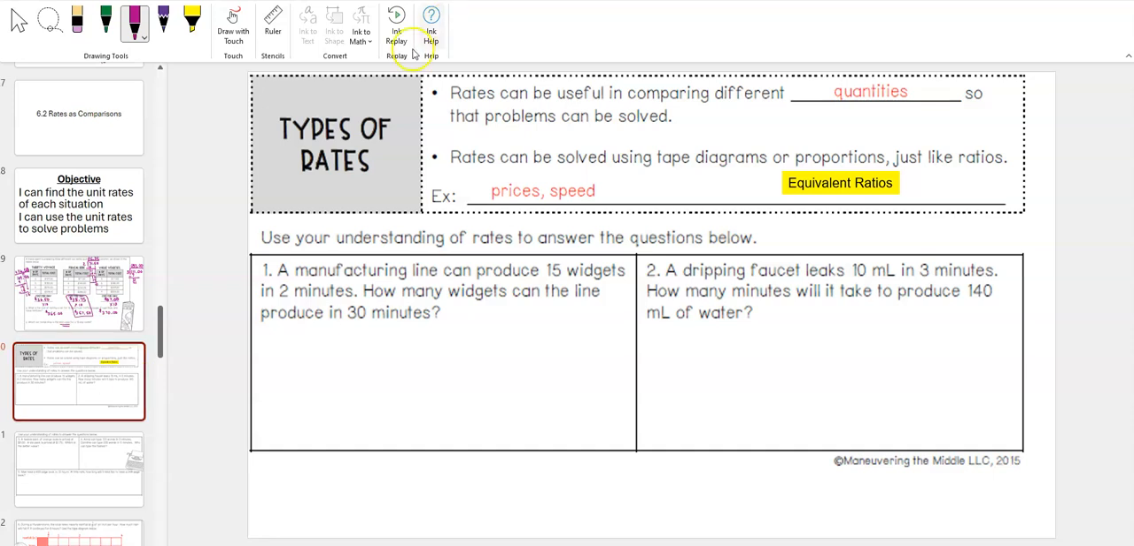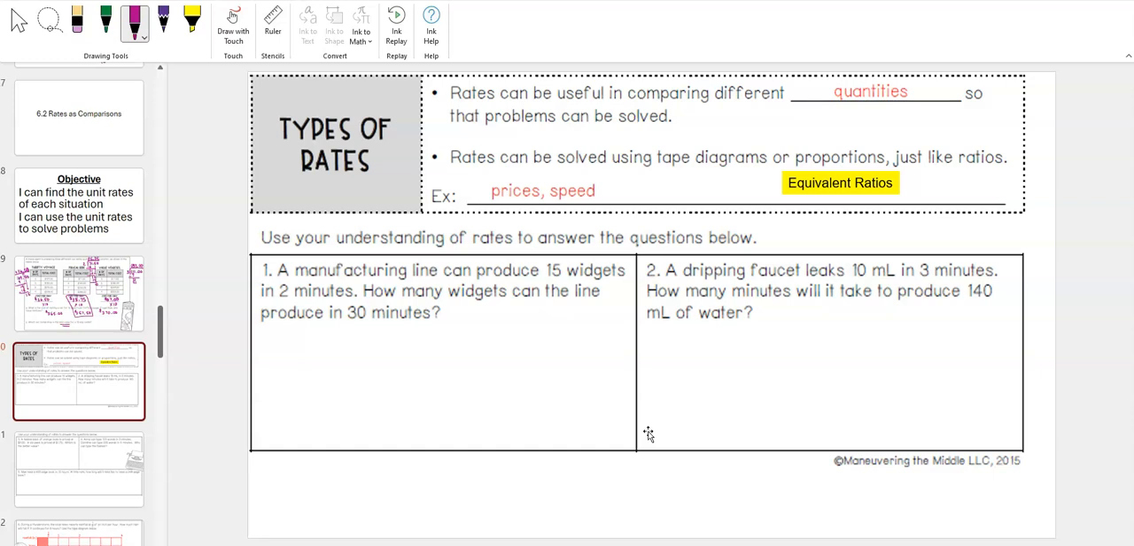Okay. Types of rates. Rates can be useful in comparing different quantities so that problems can be solved. Rates can be solved using tape diagrams or proportions, which we've been using as equivalent ratios right now, just like ratios. So like with prices and speed. So we're going to use our understanding of rates to answer these questions below.